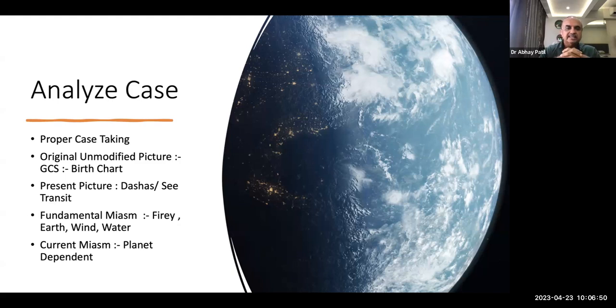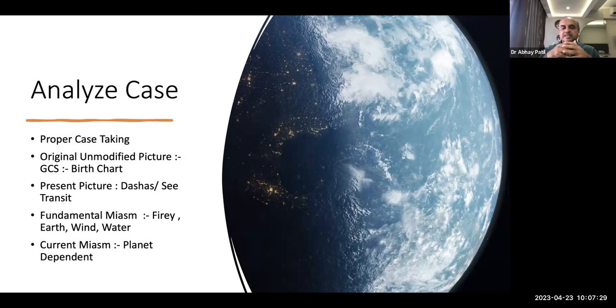So how do we analyze a case? First of all, proper case taking is very important. Then the original unmodified picture, what we call the GCS, or genetic constitutional simillimum. That is your birth chart. Birth chart means, as I have explained before, the placements of planets at the exact time when you are born, at what latitude, what longitude, what place. So that is your birth chart, that is your genetic chart.